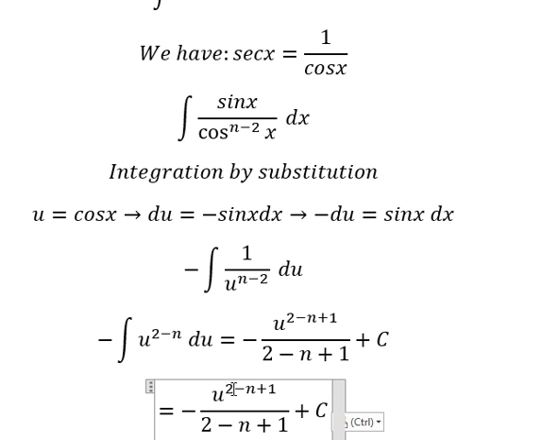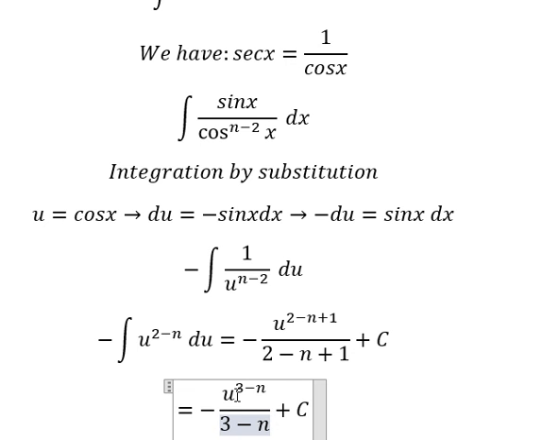So 2 plus 1, we have number 3. U is cosine x.